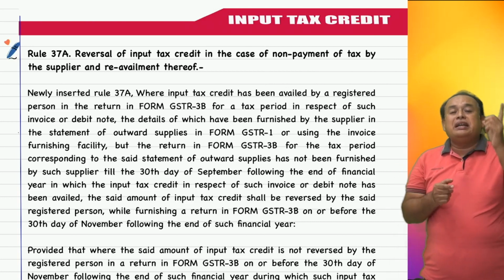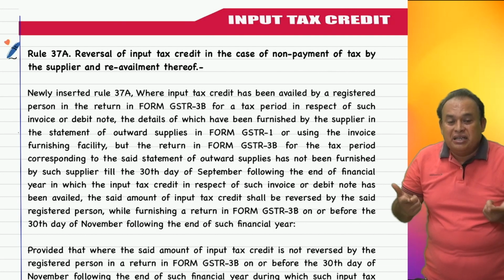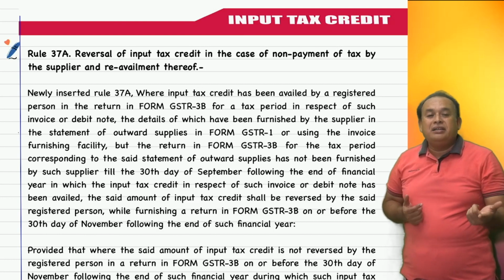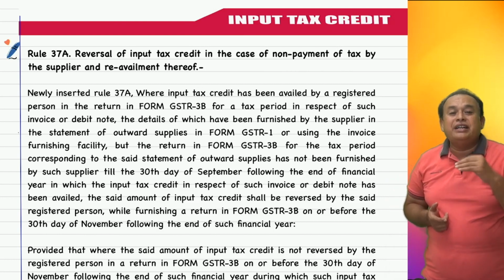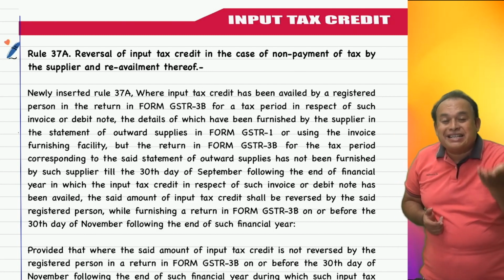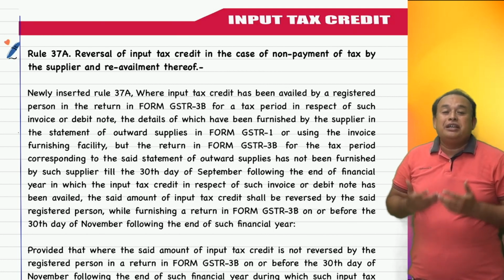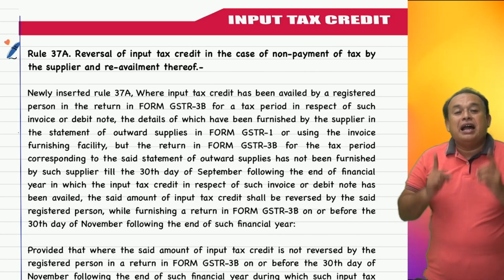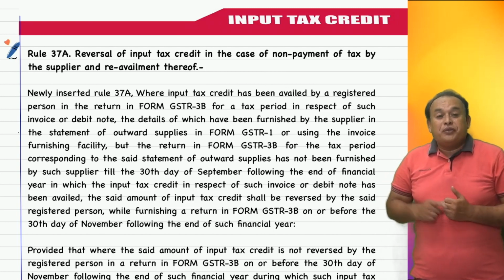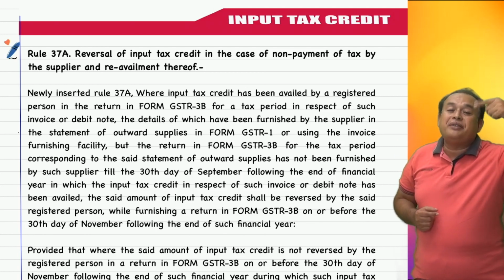On or before 30th November, if I have not reversed the credit and I reverse it after 30th November of the succeeding financial year, then the law says that you have violated Rule 37A. Therefore, you have to pay interest under Section 50, where input tax credit was availed wrongly and not reversed. In that case, at the rate of 24% per annum, I am bound to pay interest from the date of utilization of input tax credit till the date of reversal or payment of the tax.